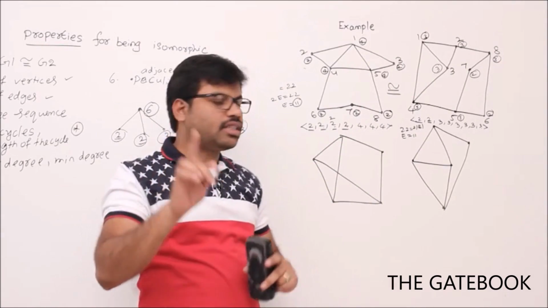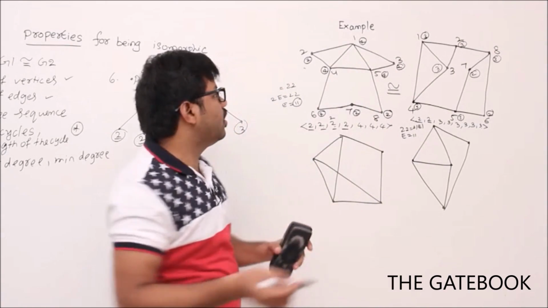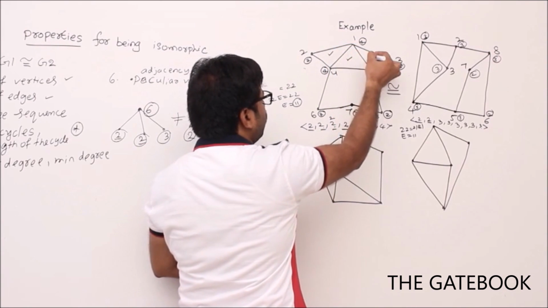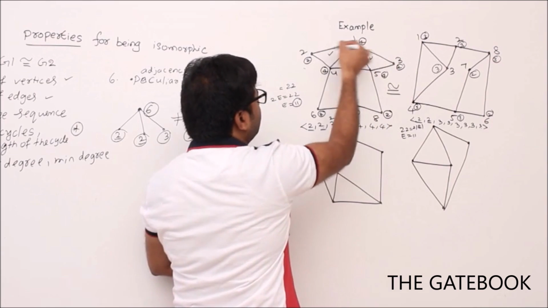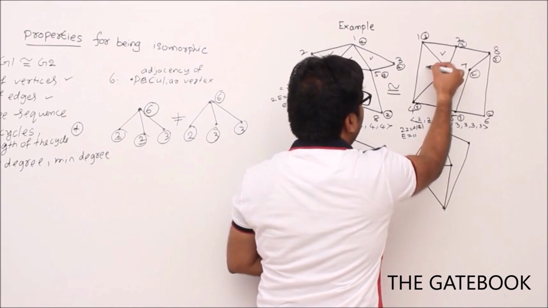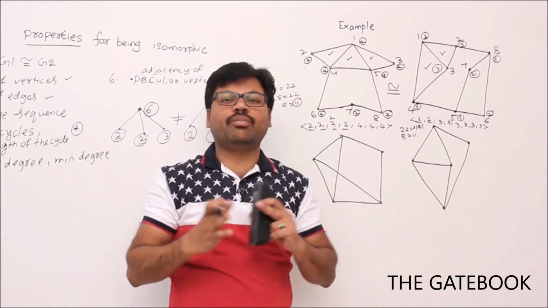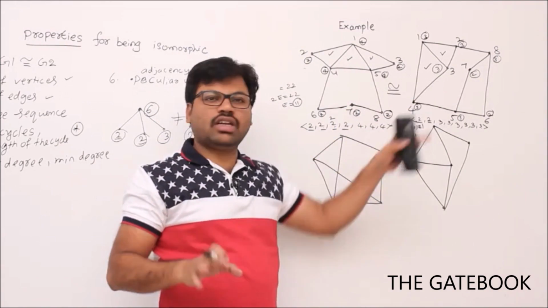I will tell you one more reason why these two graphs are not isomorphic. See the triangles. There is one triangle here, 2, 3. There are 3 triangles, isn't it? But in this graph, I am seeing only 2 triangles. So number of triangles also should match. That's why these two graphs are not isomorphic.